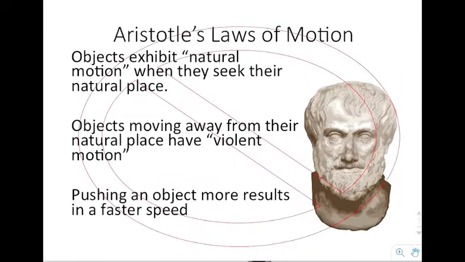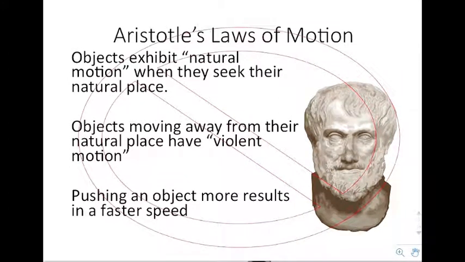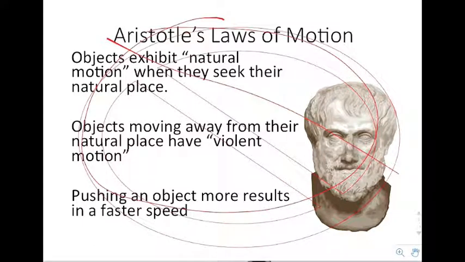Now, Aristotle's laws of motion are now incorrect. So you see this big X right here. They're wrong. But historically, people have always thought that objects seek what is called their natural place. And that's natural motion. Natural motion says, hey, this rock really wants to be on the ground. So if I pick the rock up in the air, it's going to do anything it can to go down because it wants to be on the ground.